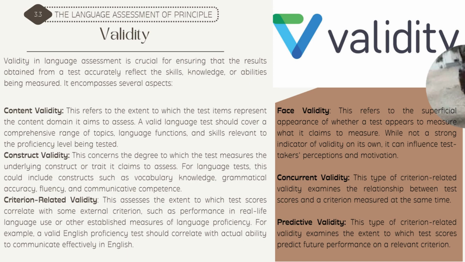Concurrent validity, a type of criterion-related validity, examines the relationship between the score and a criterion measured at the same time. Predictive validity, another type of criterion-related validity, examines the extent to which the score predicts future performance on the relevant criterion.